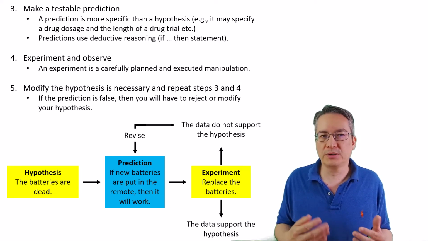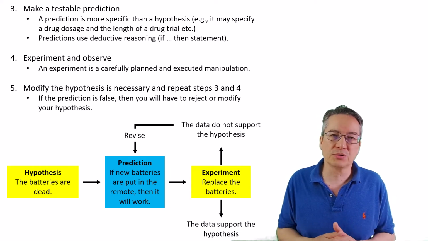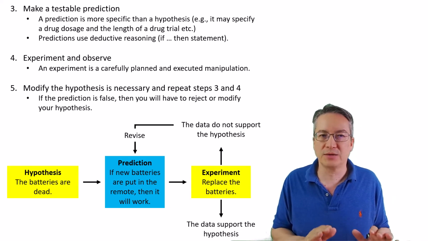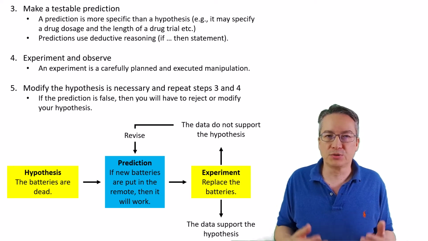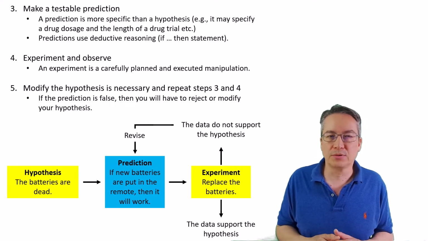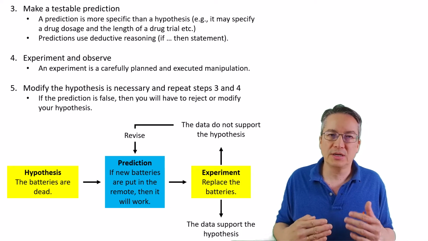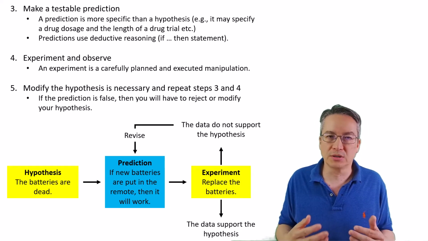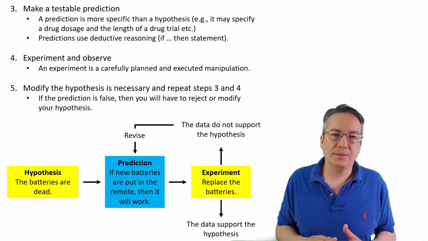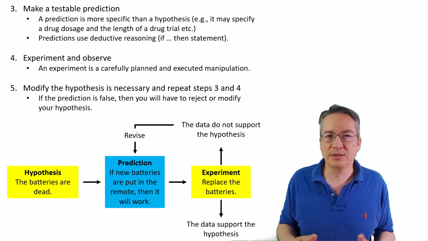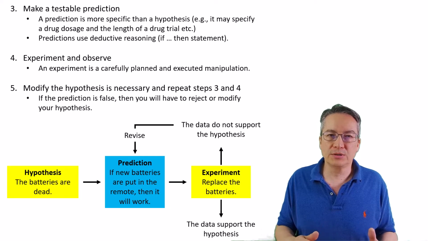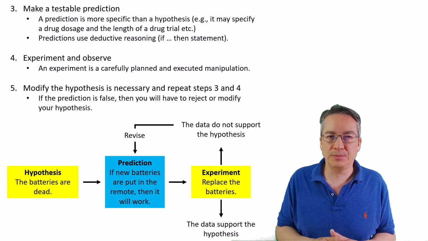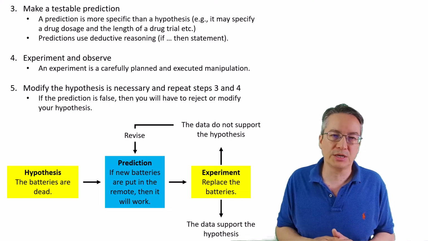So let's go away from the remote control example for a second, because that one's almost too simple, right? Let's imagine that you have a drug for high blood pressure. It's going to counteract high blood pressure, also called hypertension. And so their hypothesis might be that drug X will reduce blood pressure in people. And that's a good thing. It's going to help people with hypertension, with high blood pressure.